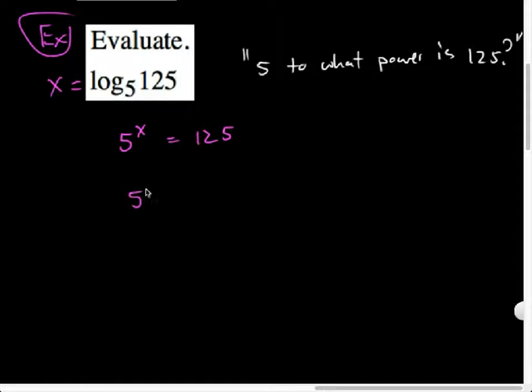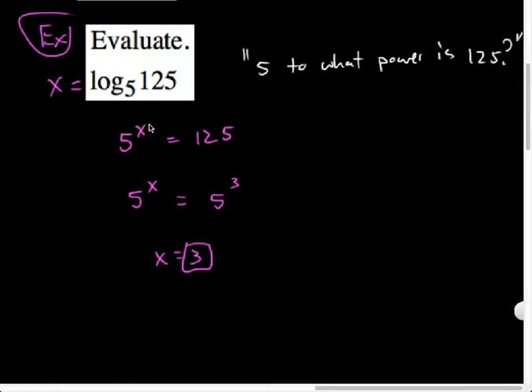The other way you can do it is 5 to the x equals, I could have rewritten 125 as 5 to the third. Then you might realize here are two powers that are equal, their bases are the same, therefore their exponents must also be the same. So x equals 3. But that's not necessarily as intuitive.